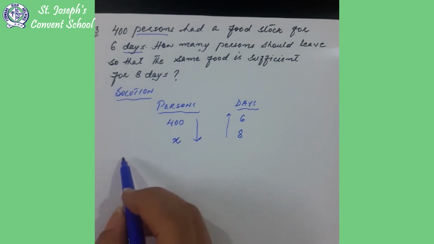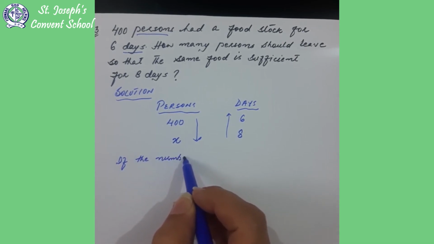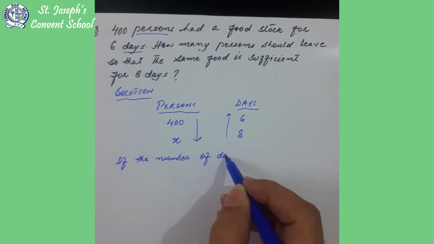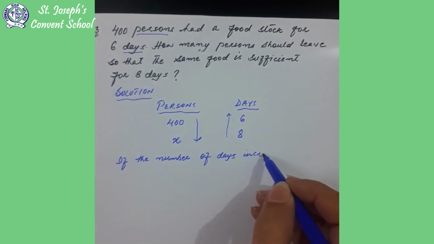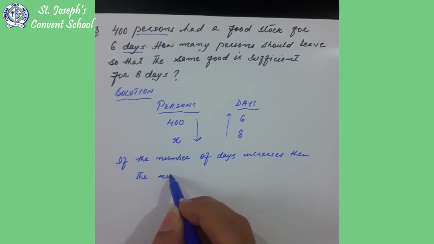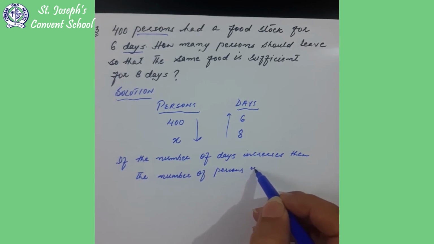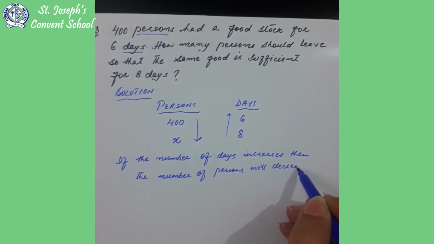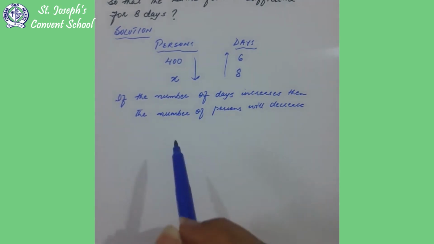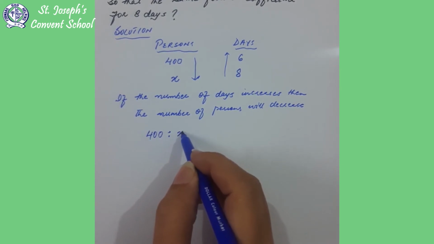Okay, so we will write it here. If the number of days increases, then the number of persons will decrease. Okay. So number of days increases, number of persons will decrease. Okay, let's solve it same way I told you before. Start with the tail and till arrow you'll move. So 400 is to X. 400 is to X. Proportion.